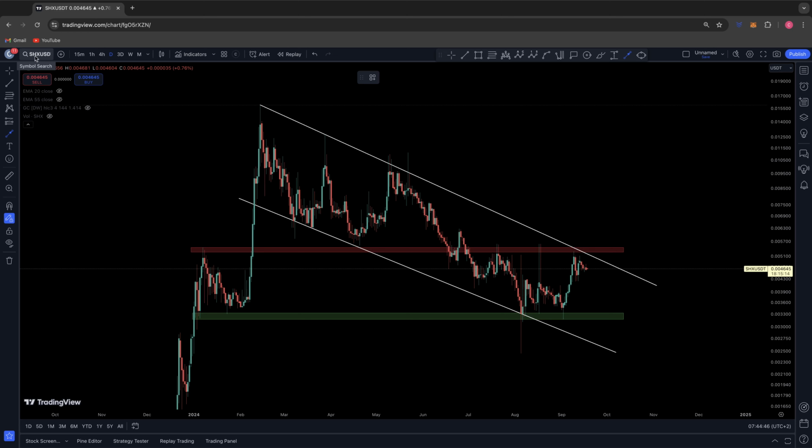Today we will be discussing Stronghold. The ticker is SHX against USDT on the daily time frame. So nothing too serious on the charts at the moment. I've just got a couple of key support and resistance zones within certain patterns.